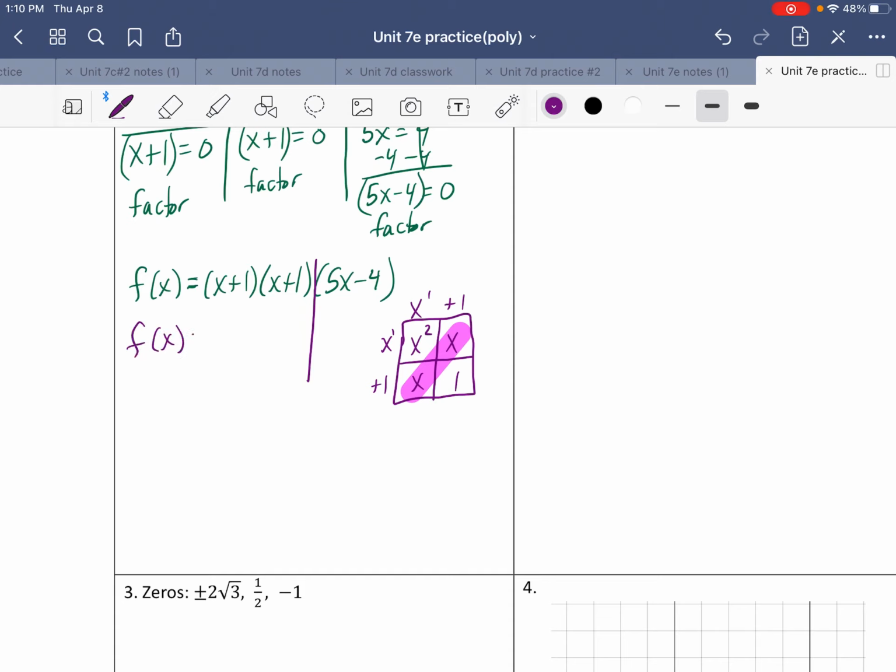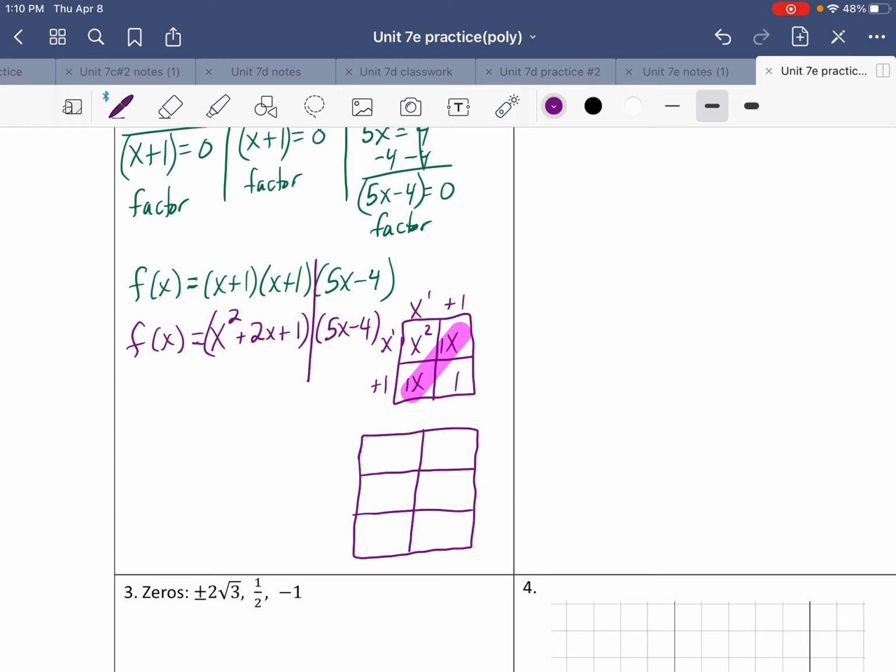So this will end up being f of x. You can write anything you want, you don't have to have f of x, it could just be y. x squared. x plus x is 2x. 1x plus one more x is 2x plus 1. And we still have that 5x minus 4 that comes down. Now we have a trinomial times a binomial, so let's multiply that out. You can have 3 rows or 3 columns by 2. So we have x squared plus 2x plus 1 and 5x minus 4.